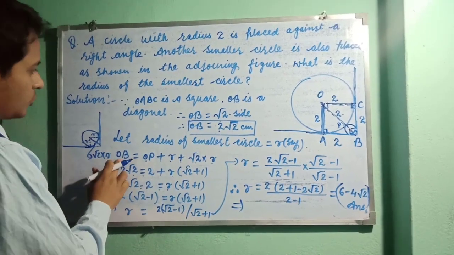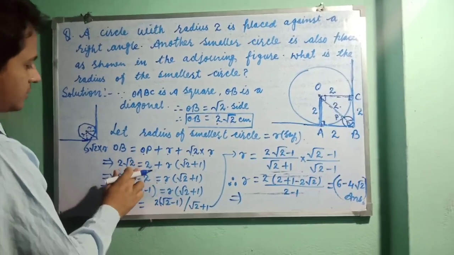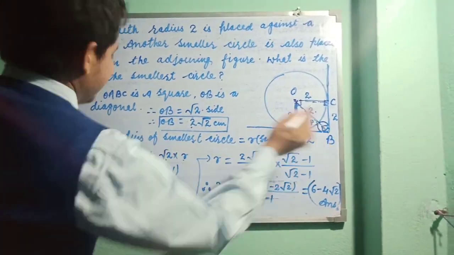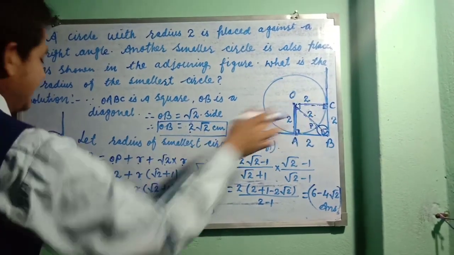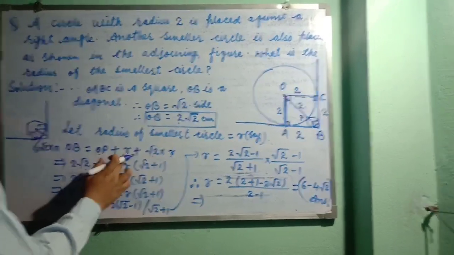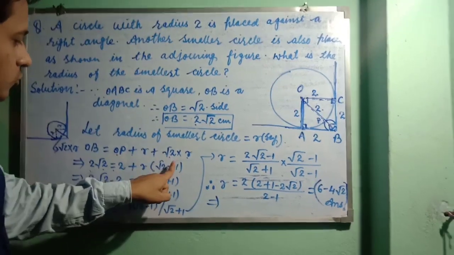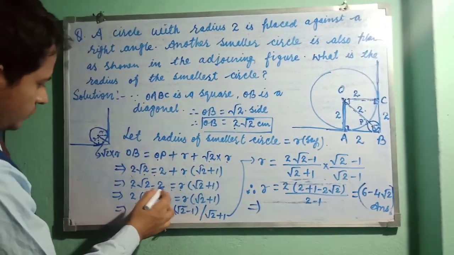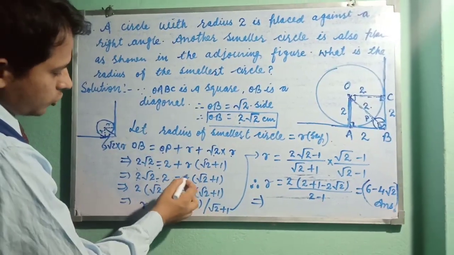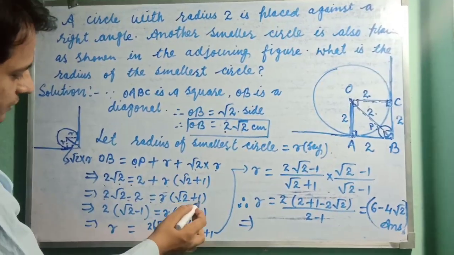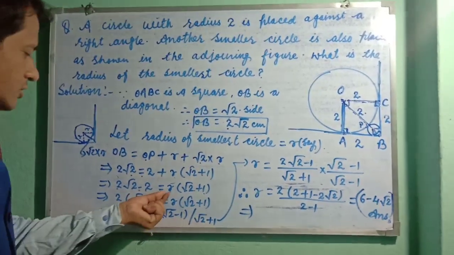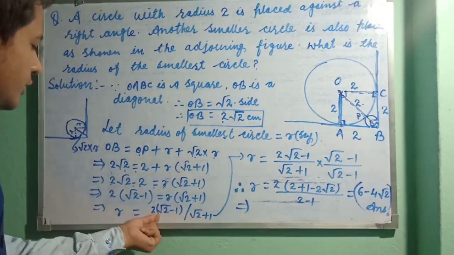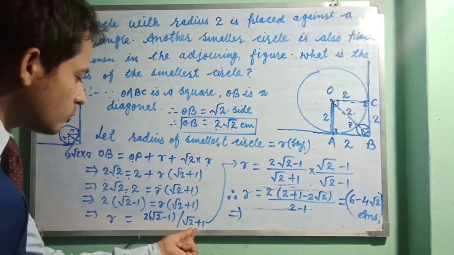So OB becomes 2 root 2, which is equal to OP, which is 2 because it is the radius of the bigger circle, plus R common, square root 2 plus 1. Now the 2 will come to the other side: 2 square root 2 minus 2 equals R, and we can take the common factor out, square root 2 plus 1. Okay, so in this way R is equal to 2 into square root 2 minus 1, divided by square root 2 plus 1.